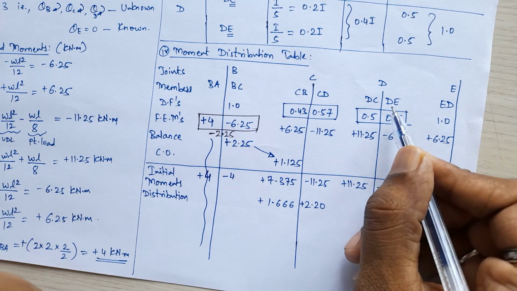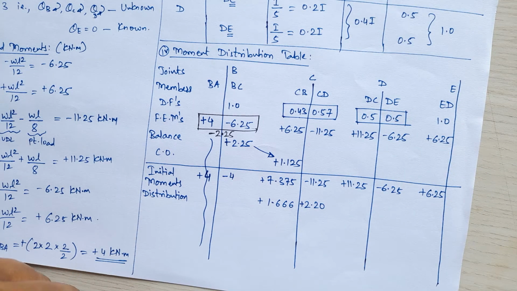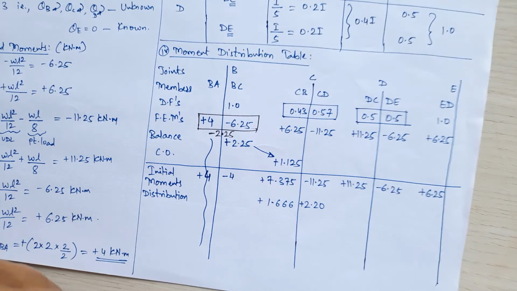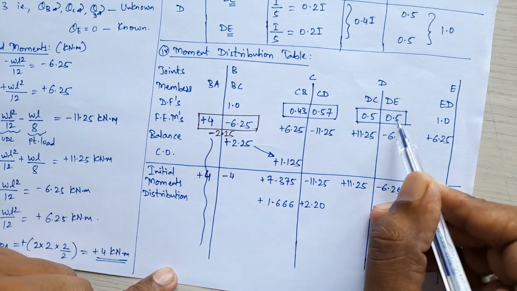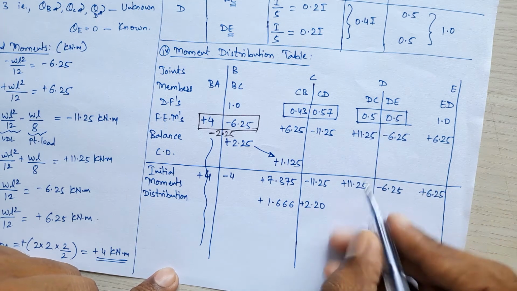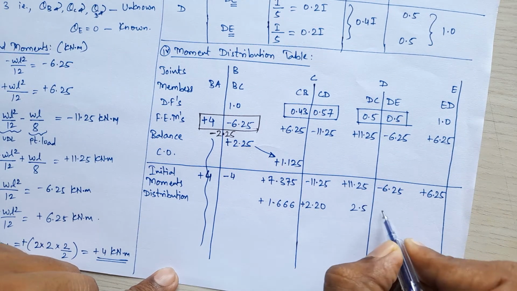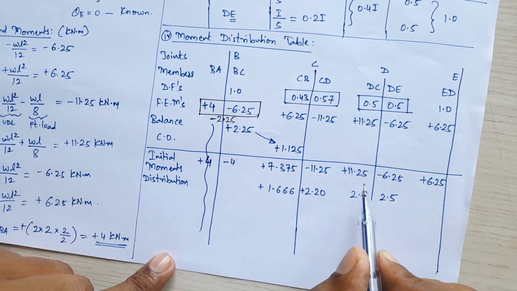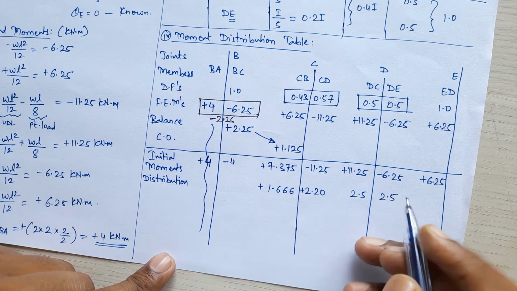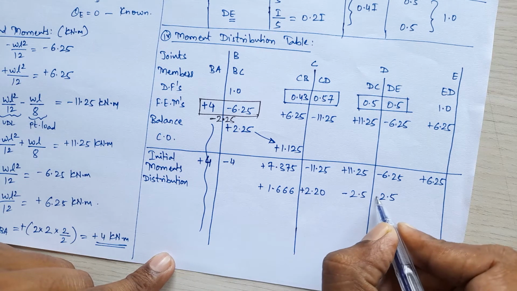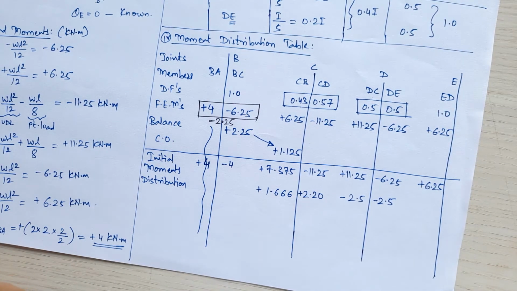Next, we'll distribute these moments, that is plus 11.25 minus 6.25, which I get as 5. 5 multiplied by 0.5 and 5 multiplied by 0.5 will be the distribution for DC and DE, that is 2.5 and 2.5. Now whatever magnitude I am getting as positive, distribute with the opposite sign, so here the distribution will be done as negative.